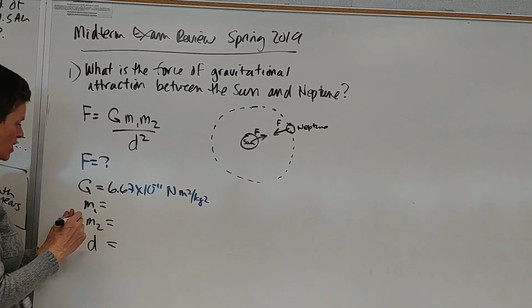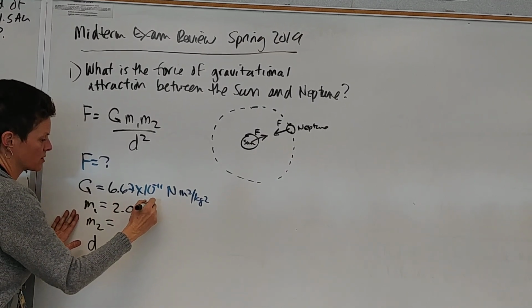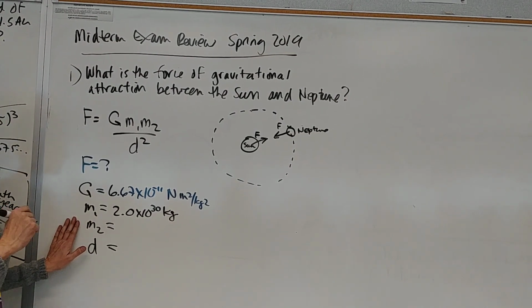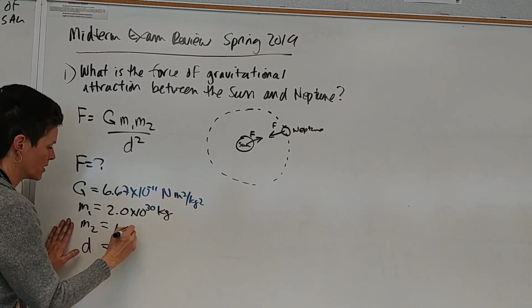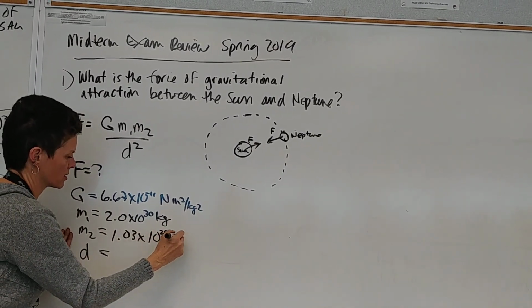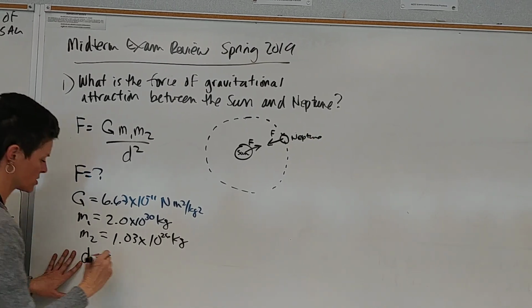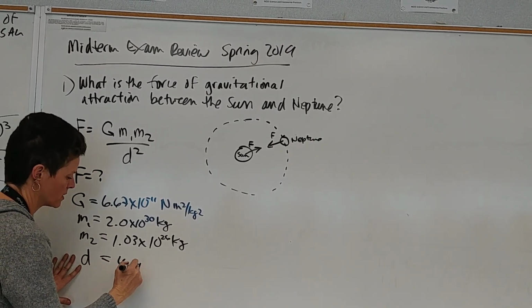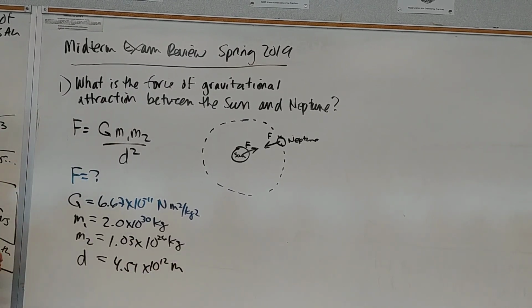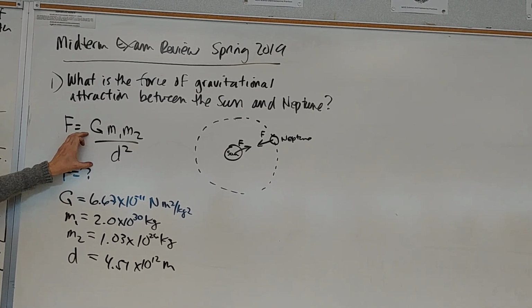There's a data table. So I look up the mass of the Sun, 2.0 times 10 to the 30 kilograms. And then from the data table, I look up the mass of Neptune, 1.03 times 10 to the 26th kilograms. The separation distance will be given to you on the test, 4.51 times 10 to the 12th meters. So I have the four numbers that I need. I just need to plug them into the formula carefully.